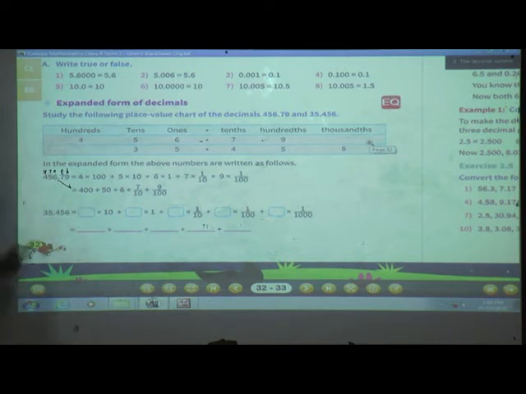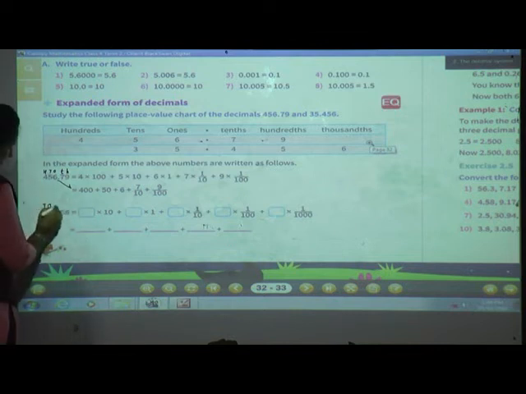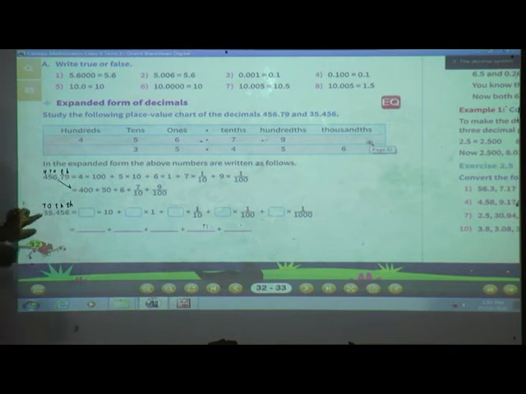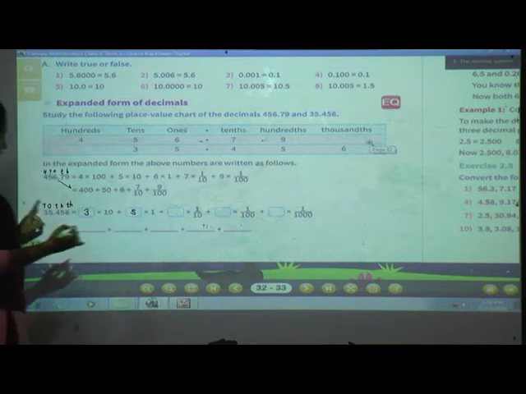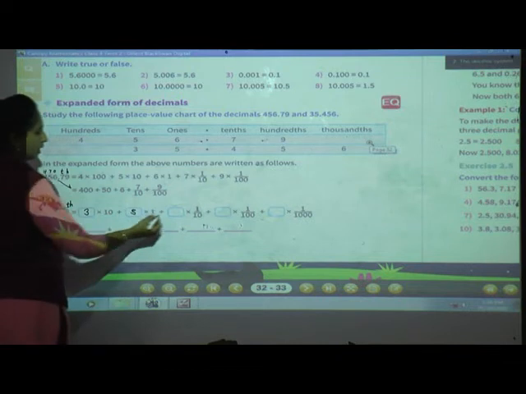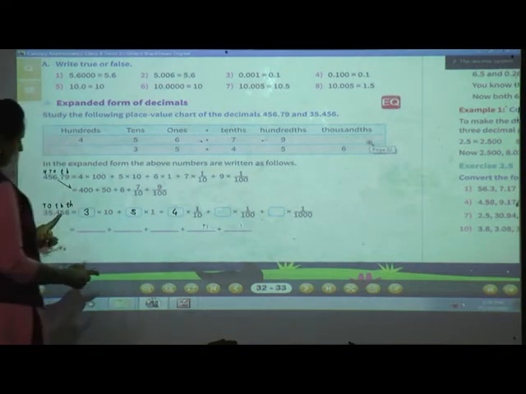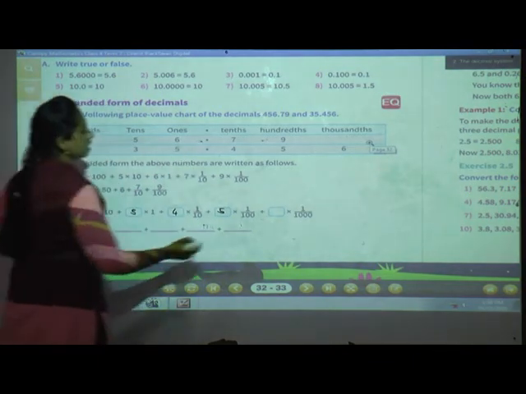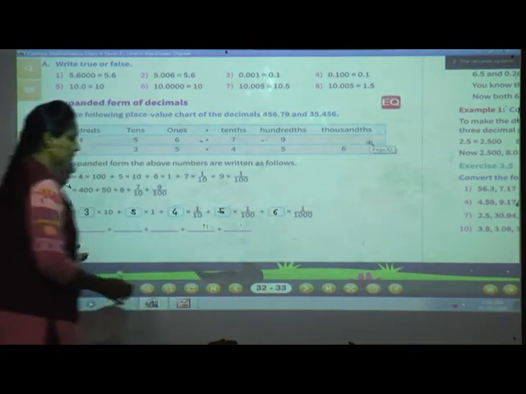Okay? Now next. Now see this: 35.456. I'll give the place values: ones, tens. This is tenths, hundredths and thousandths. Now the tens place, what is there? 3 multiplied by 10 means 3 tens. 5 multiplied by 1 means 5 ones. Now 4 multiplied by tenths, and the next 5 multiplied by hundredths, and the next 6 multiplied by thousandths.